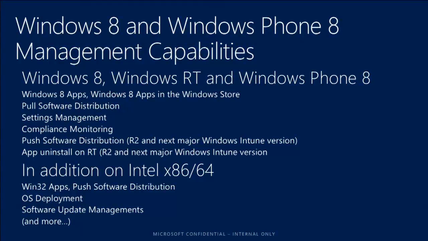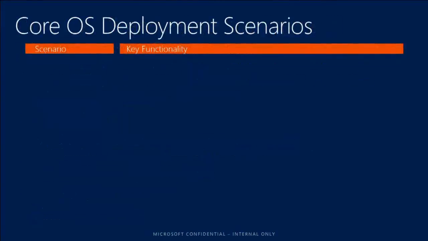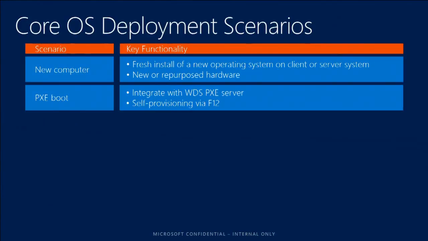But as we move and progress, we know we need to close that gap down. And in R2, we're starting to close that gap down to provide more control functionality. So with operating system deployment, the summary of this is that if you're familiar with operating system deployment and you're looking to deploy Windows 8, many of the same things are still there.